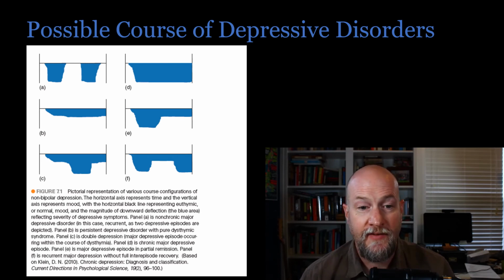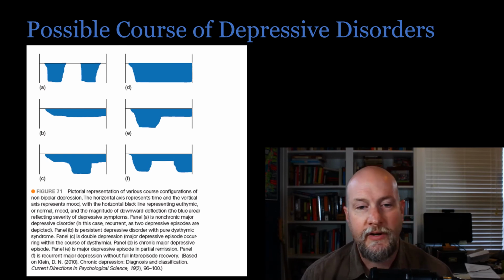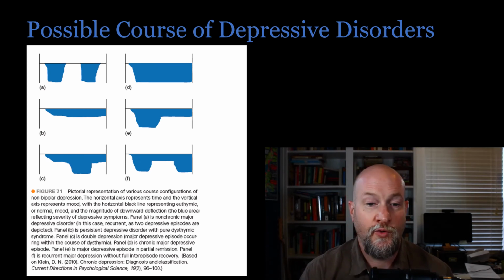And panel F is recurrent major depression without full inter-episode recovery. So this is just all the various different ways that people can experience their depression. And this is just 6 examples. This by no means is exhaustive, and everyone's course is quite unique.